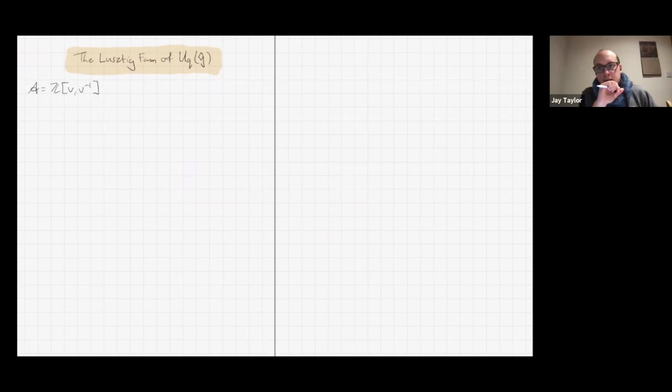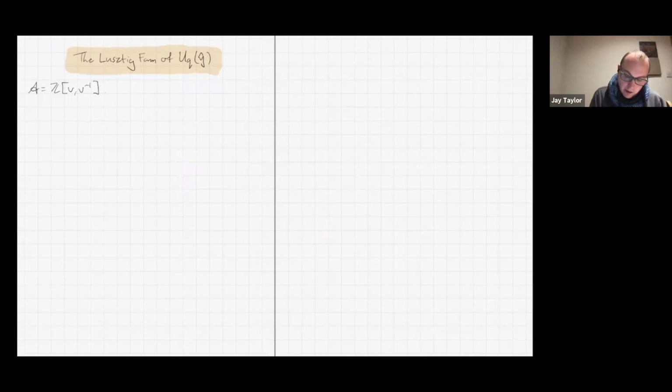Okay, so we have a little bit of time, so let's start. Maybe we can try and get to one more theorem before we finish. So let's start talking about the Lusztig form. This is an appreciably more difficult form of the quantum group.